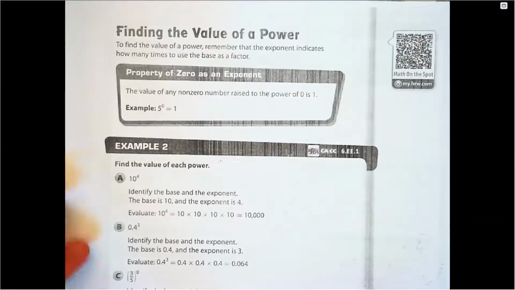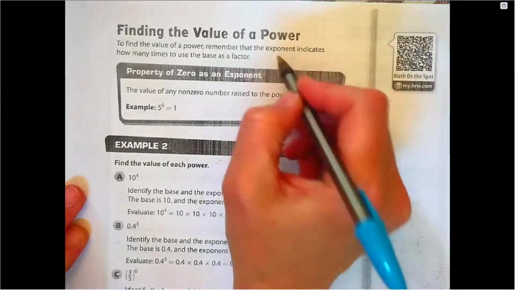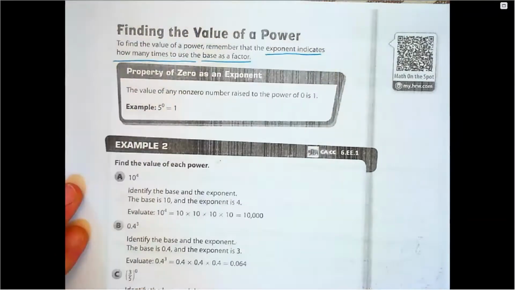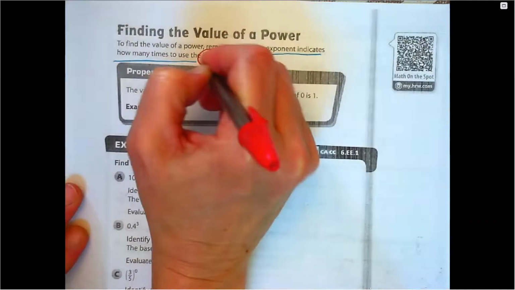All right. So when you're finding the value of a power, you have to remember that exponents indicate how many times you use the base as a factor. Okay?